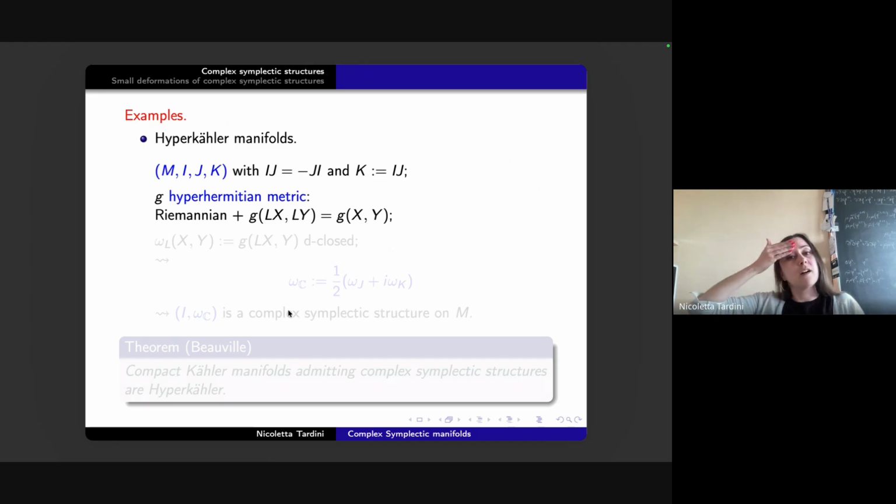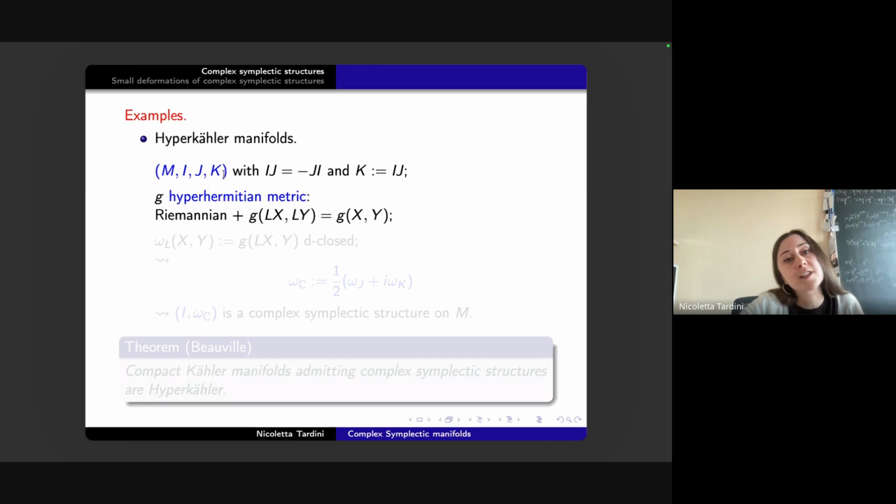Okay, now that we saw the definition, let me present a few examples, the classical ones. Then, going on with the talk, we will see several other examples. But let me start with the first one that people usually have in mind for complex symplectic manifolds, and they are hyperkähler manifolds. A hyperkähler manifold is defined as follows. We have a smooth manifold M endowed with three complex structures, I, J, and K.